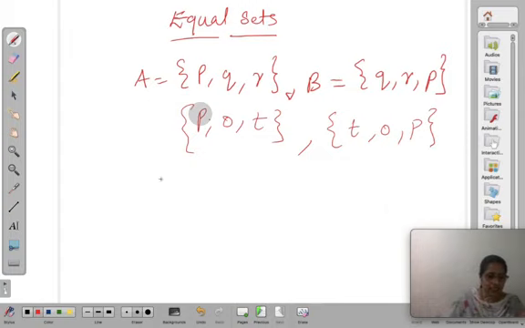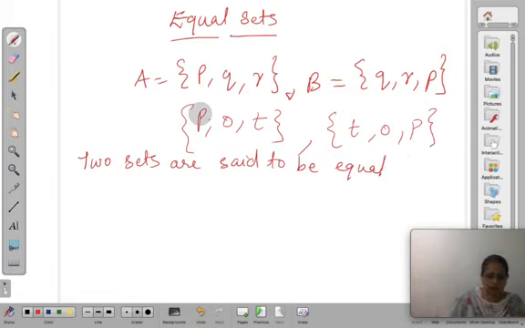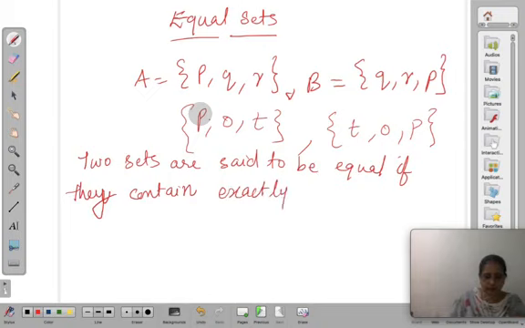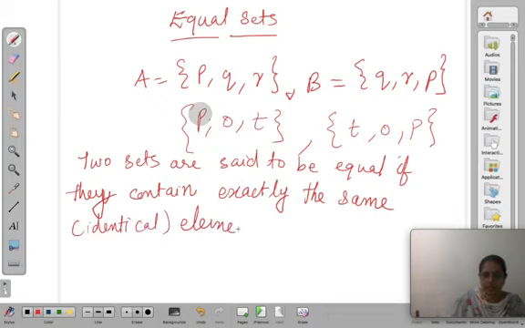So write it. Two sets are said to be equal if they contain exactly the same or identical elements. Identical means same type. Okay, examples are there. So, you know what are equal sets.